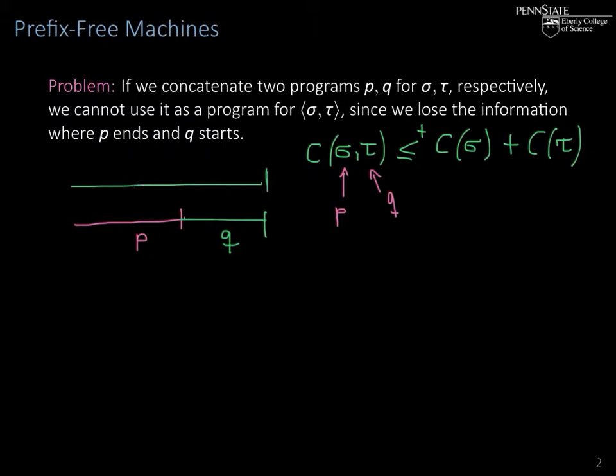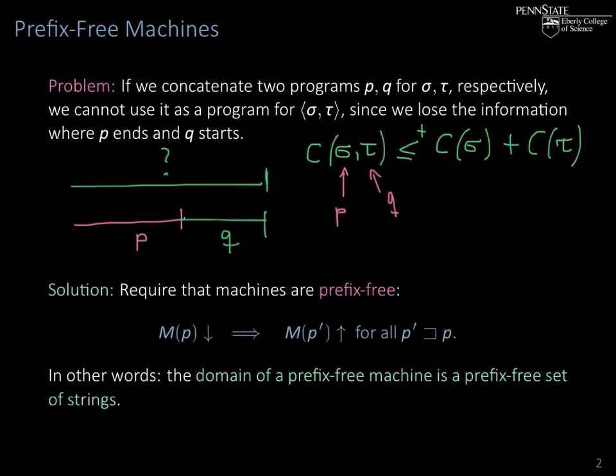So where does it make the cutoff or split the two strings? It cannot see that. Well, how do we get around this problem? The solution we consider here is that we require our machines to have an extra nice property which makes exactly this possible, what we just described.